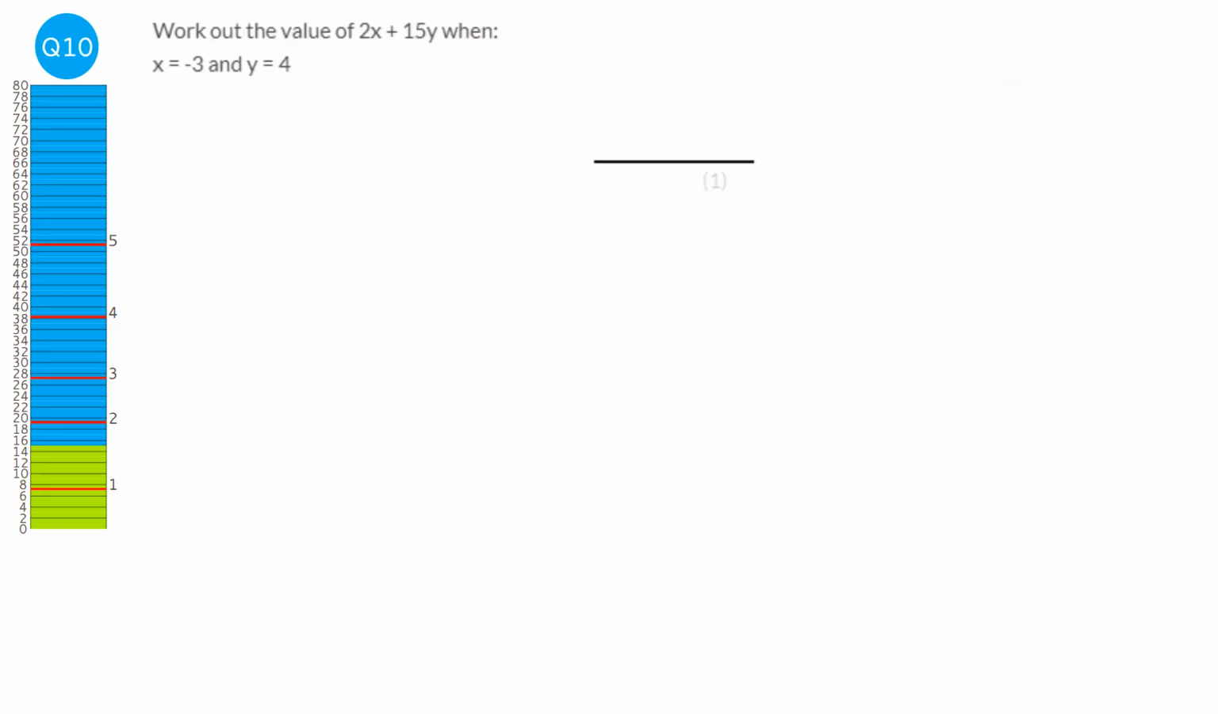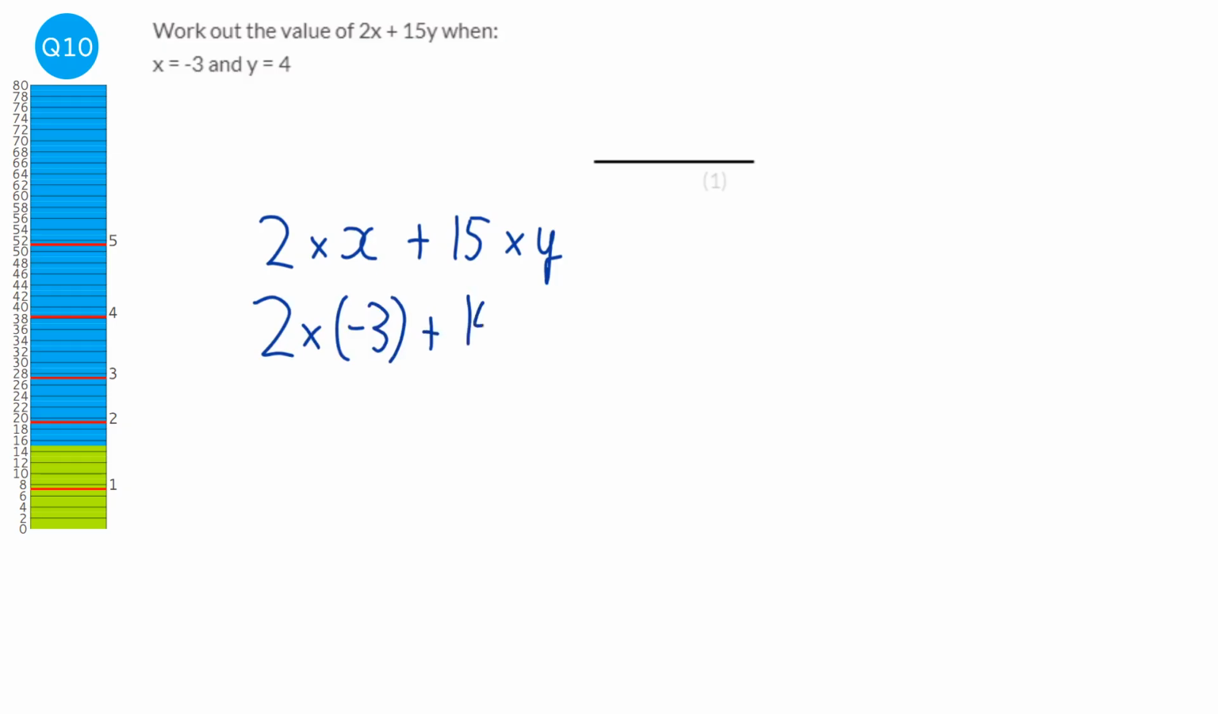I'm going to write the expression given to us but with times signs in. So it's 2 times x plus 15 times y. And it says that x is -3 and y is 4. So instead of x we're going to replace it with a -3, and I'm just going to put it into brackets just to make things a bit easier. And instead of y, we're going to write a 4.